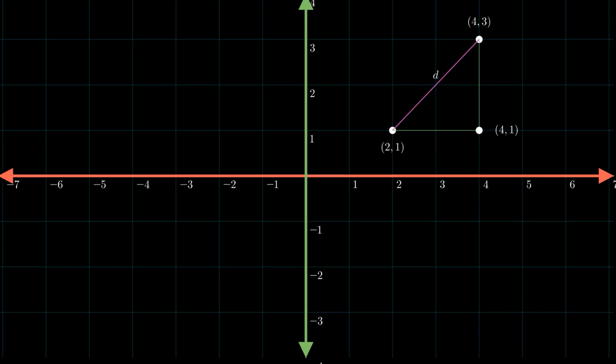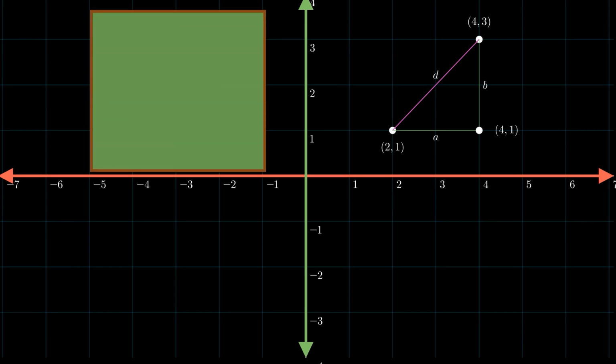Let's call these sides A and B respectively. The reason we formed a right triangle is because we can use the Pythagorean theorem to find the distance between the 2 points. The Pythagorean theorem states that the square of the hypotenuse of a right triangle is equal to the sum of the squares of the other 2 sides. In our case, the distance d would be the hypotenuse of the right angle triangle since the other 2 sides, A and B, are perpendicular to each other.